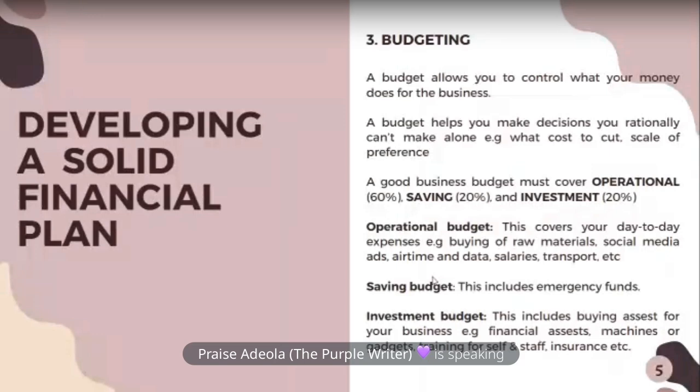Then also you must have an investment budget. Now this includes buying assets for your business. When you're investing in your business, please, it's not just about buying financial assets. You can invest in training yourself. You can invest in training your staff if you have a staff. You can invest in buying insurance coverage for the machines in your store, or even your laptop. If your laptop is your greatest asset for your business, you can actually insure it. So in a situation where it gets damaged, the insurance company is going to cover a huge part of that cost.